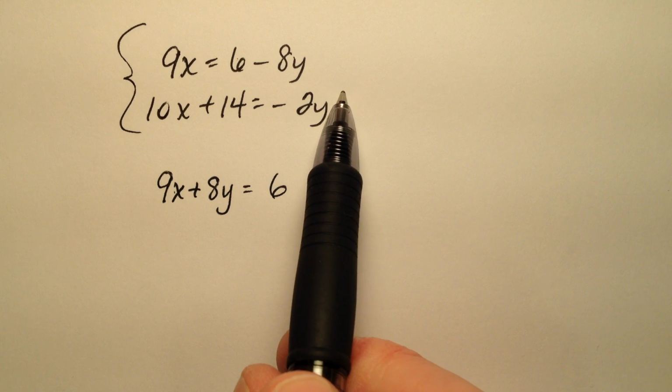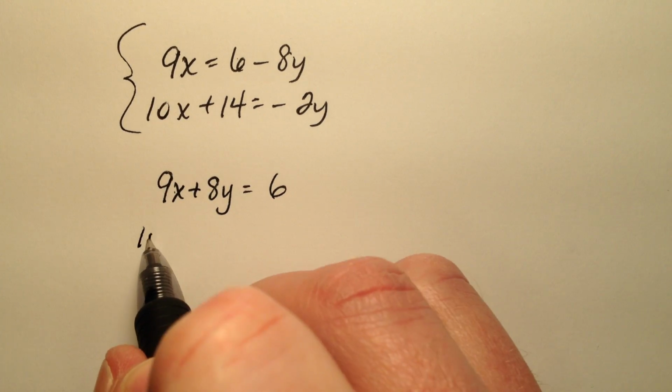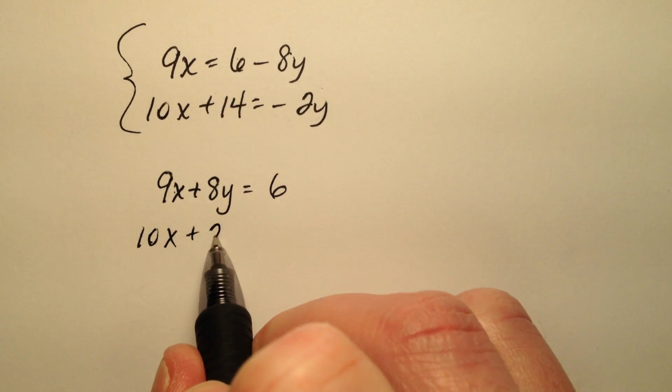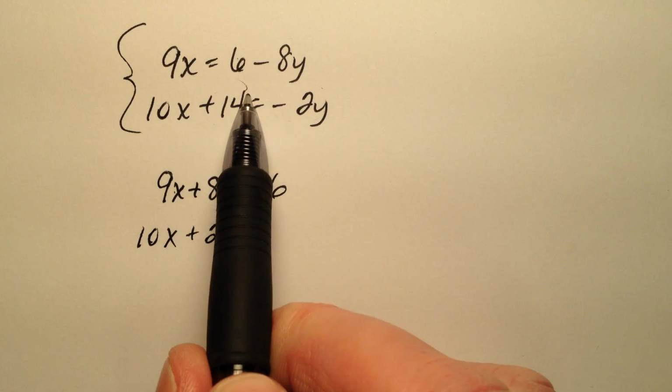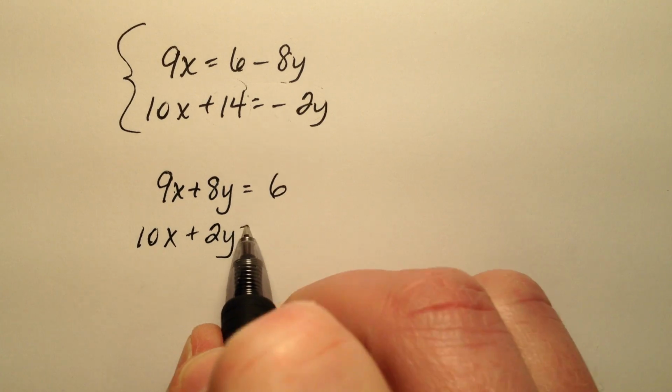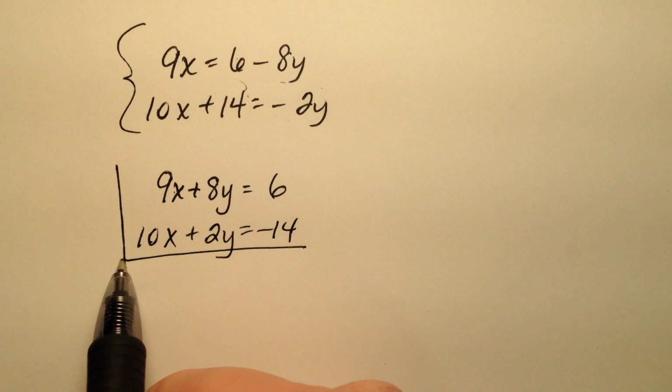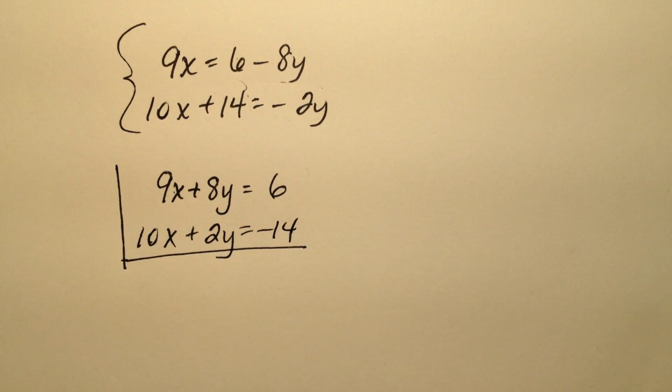So the second equation, it looks like the 10x is over here on the left side, so this negative 2y needs to be brought over by adding 2y. And then this positive 14 needs to go over to the right as a negative 14. So what I have going on now, I have my two equations. Both of them are written in standard form.